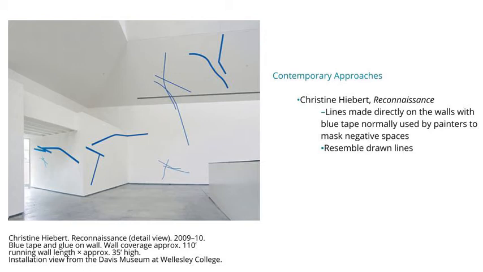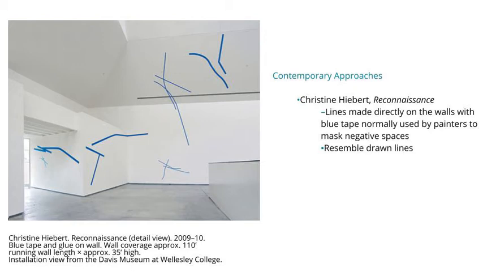modes of drawing. A lot of people are upset by how simple it is, but if you think about it, I mean, it is creating a mark on a space, and it is most definitely bringing it into the third dimension and working with all these different angled planes of space in the room that she is working on. These lines are made directly on the walls with blue tape. It's blue tape that's normally used by painters to mask off negative spaces, but in this case it's just used to create the lines itself, and they resemble drawn lines, but they are not drawn lines. They're painter's tape.